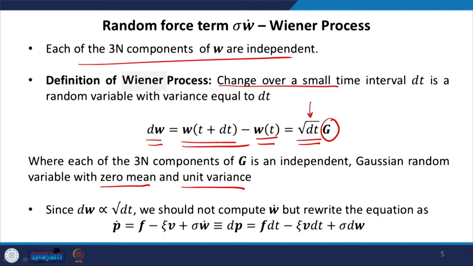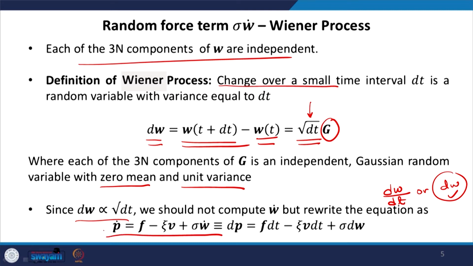So that if I square this, I get dt, and that becomes the variance in the Wiener process. Since the change in W is proportional to the square root of dt, we should better not work with dW by dt, but we should work with dW directly. That means we can change the way we write the equation slightly, so that we do not have to compute the derivatives, because dW is a function of square root dt, and numerically it will be more convenient if we work with dW directly, and this is what we can do here.